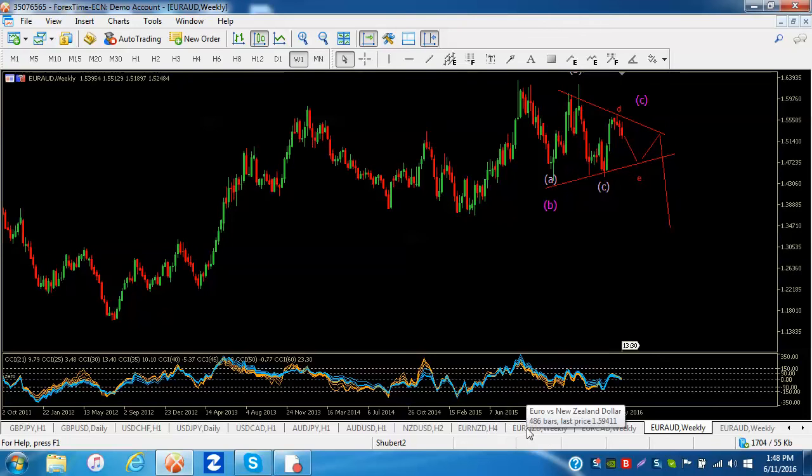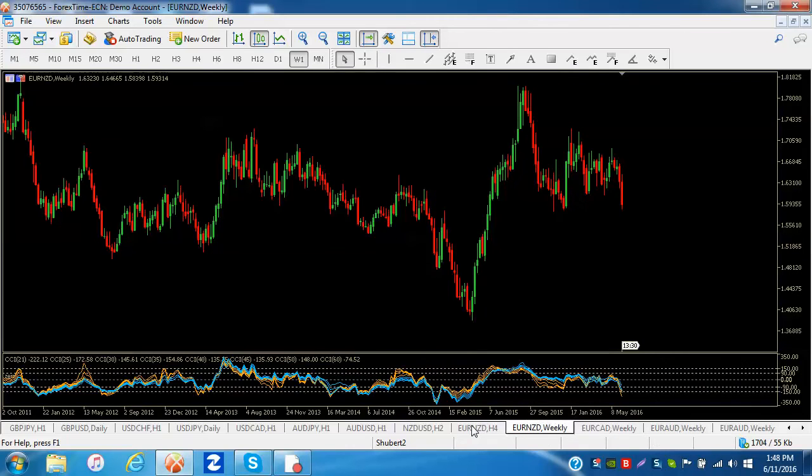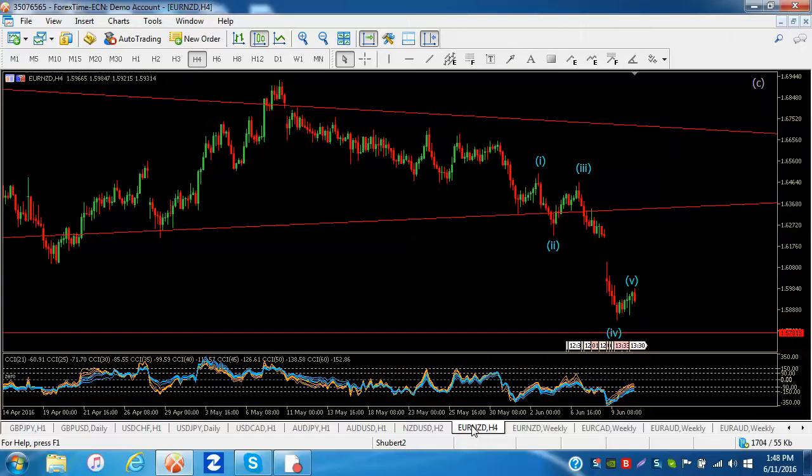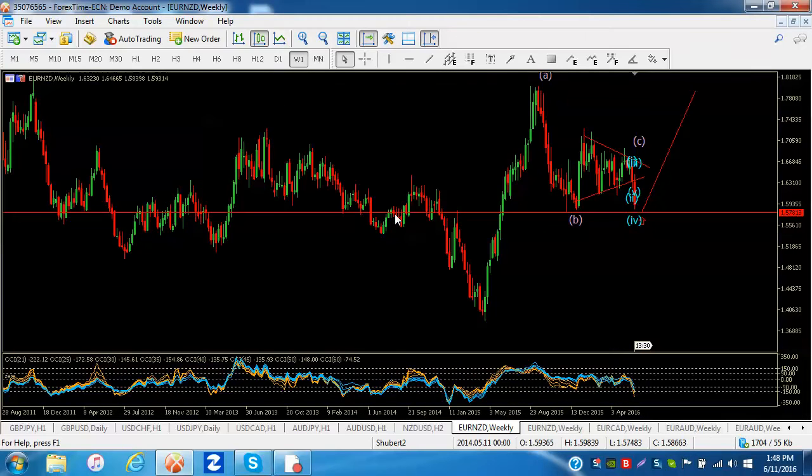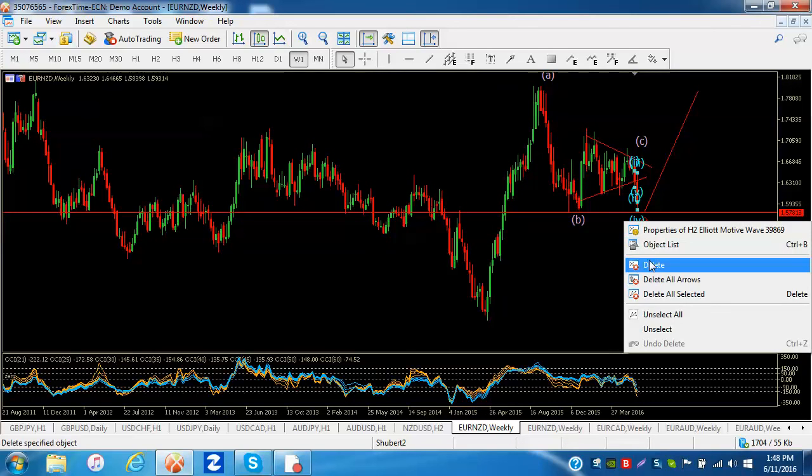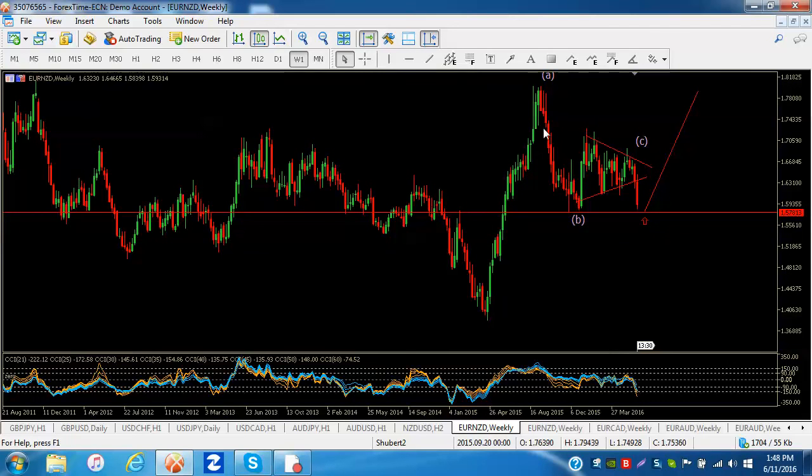Now let's go to Euro Kiwi. Again, this one's a little bit more mature. Let's go to the weekly. Okay, so here we are in the weekly. I already labeled this. Take this one off for a minute. So here is this up move right here, straight up. Okay, this trend ended right here. This is a wave A to the downside, and now we're in the wave B triangle. Okay, so up, A, B.